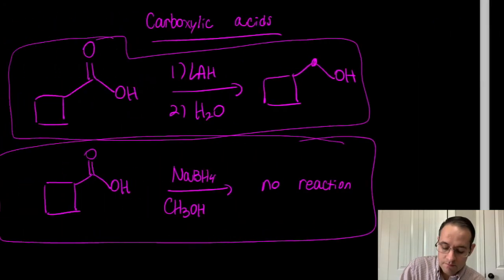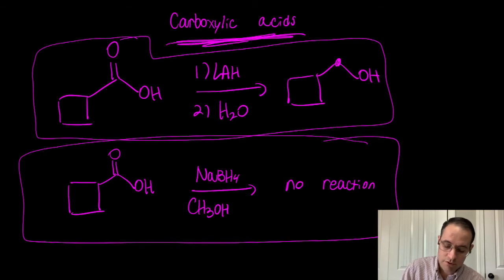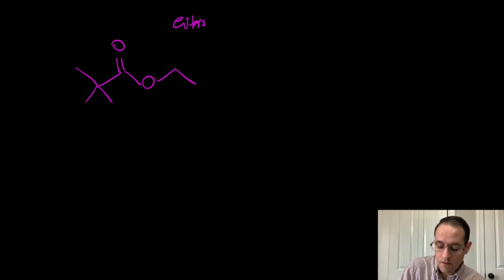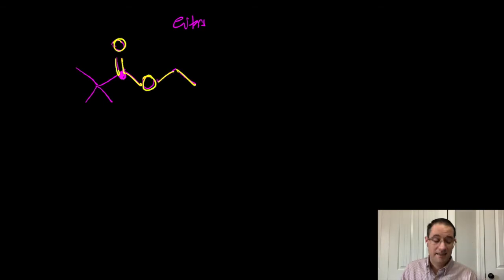Now, let's talk about esters. So that's a carboxylic acid functional group, okay? Carboxylic acid. Esters have this functional group. Okay, it looks like a ketone attached to an alcohol, okay? So you have a carbon that's doubly bonded to an oxygen, and that carbon is singly bonded to another oxygen that has some alkyl group attached to it, okay?